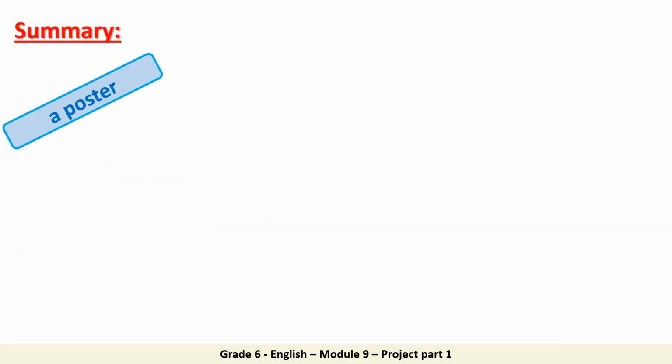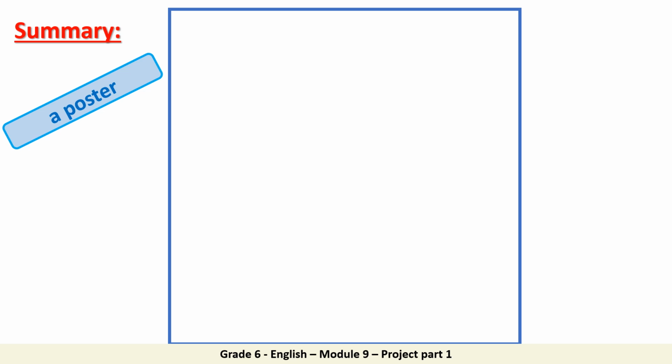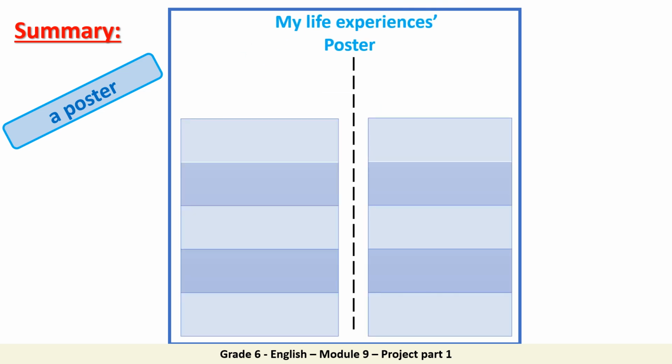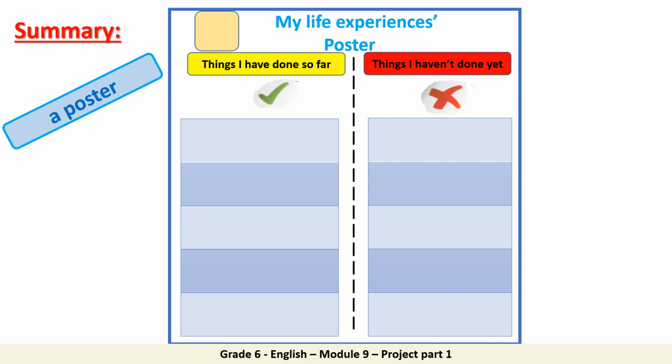Now let's summarize what we have done so far. Bring a sheet of paper and divide it into two halves. Write the title at the top of the sheet. The title is My Life Experiences Poster. You can stick a photo of yours if you like. On the left, write things I have done so far and write a list of the things you have done in your life. On the right, make a list of the things you haven't done yet and put the heading things I haven't done yet.